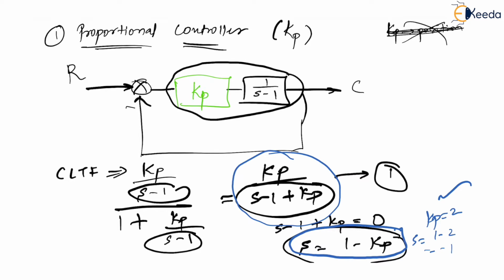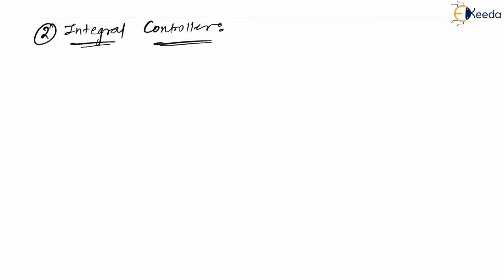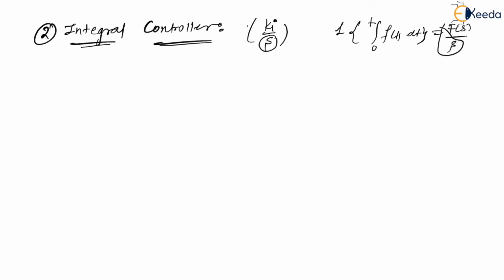Now let us think of another one. Second type, which is called the integral controller, given by ki by s. Definitely, if it is integral, then 1 by s has to come, right? Because we have seen that the Laplace transform of integration 0 to t of f of t dt is going to be f of s upon s. We have this idea, right? 1 by s has to be there if it is integral.